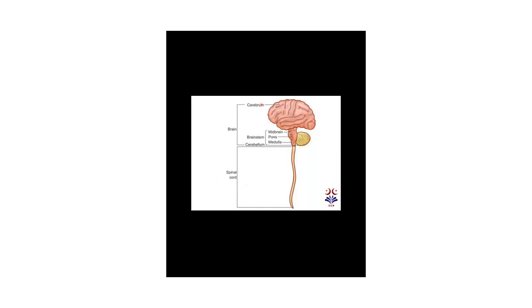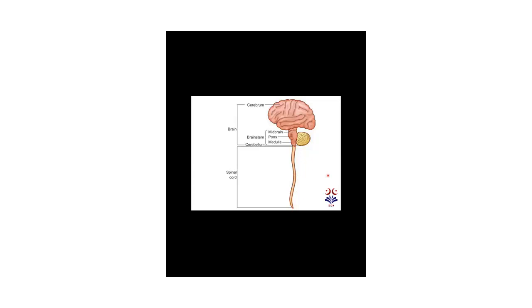The brain consists of the cerebrum, midbrain, pons, and medulla. These three, midbrain, pons, and medulla, constitute the brain stem, and there is also the cerebellum. So this is the brain: the cerebellum, cerebrum, and the brain stem, with the midbrain, pons, and medulla. And also the spinal cord, which extends from the lower aspect of the medulla oblongata to the L1 vertebra in the adult.